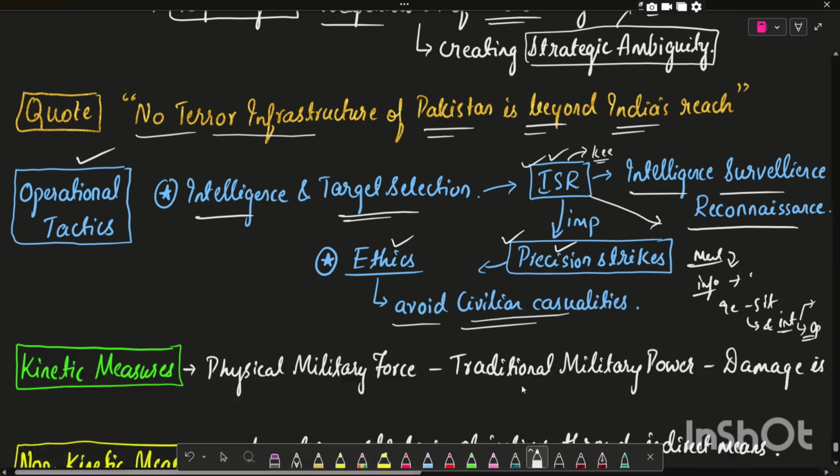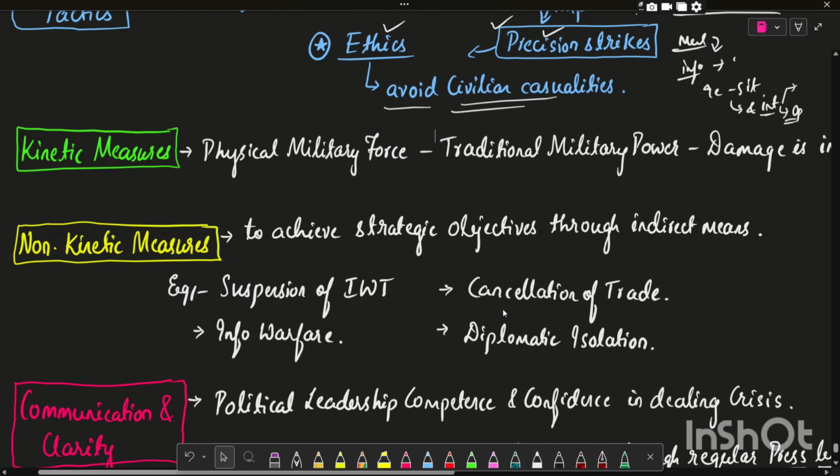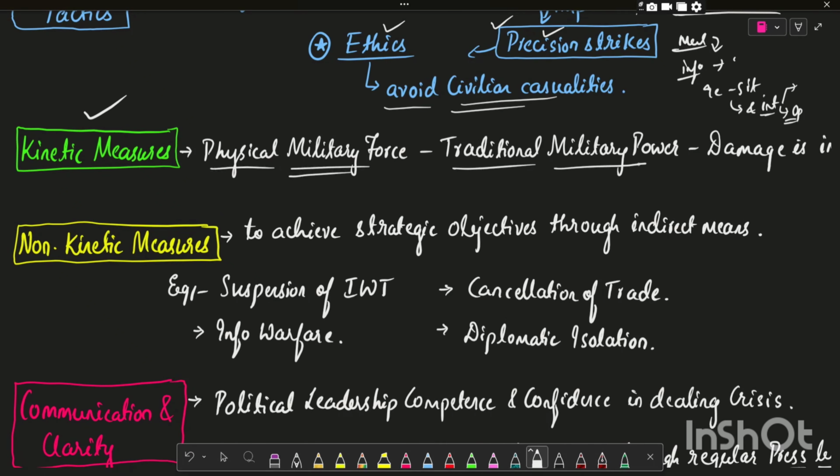Now we'll see what are the other aspects of Operation Sindoor. The kinetic measures, where India used physical military force, that is traditional military power, where the damage is immediate. This is also called hard military power projection.